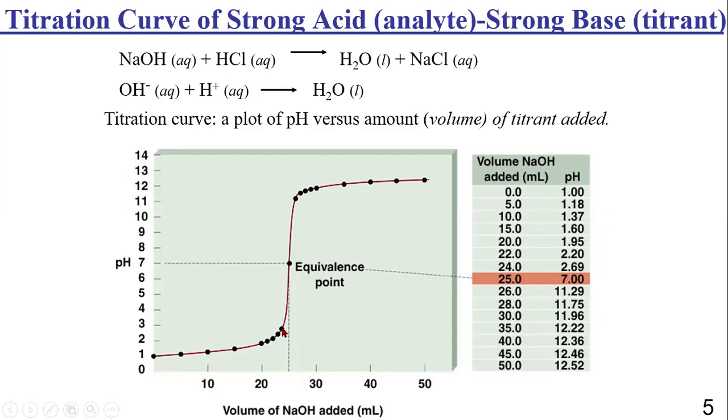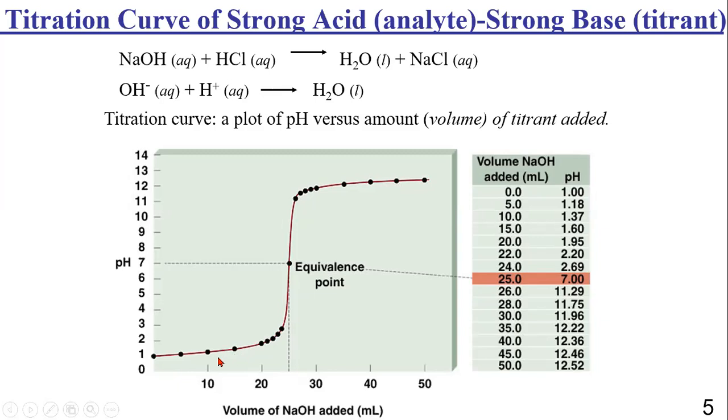Then suddenly, a sharp, huge increase with a 1 milliliter difference from 24 to 25, a sudden jump to pH 7, and then another jump with another milliliter difference from pH 7 to approximately pH 11 point something. So look at the sharp increase. It's at this volume where you find a sharp increase in pH that's my volume at the equivalence point.